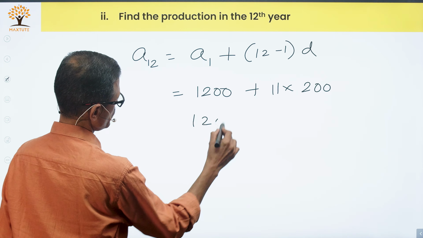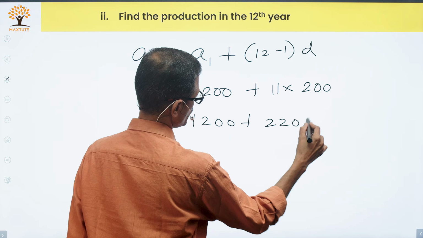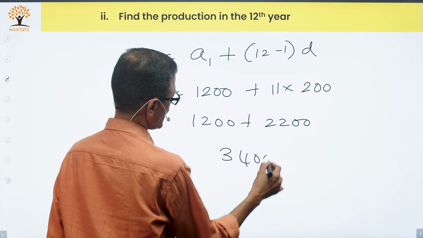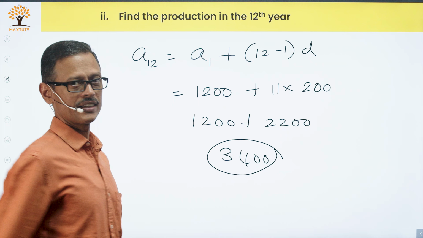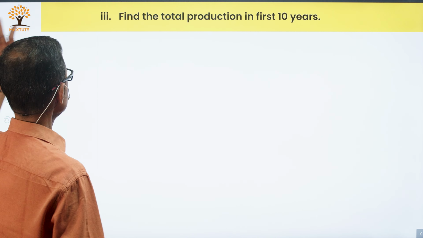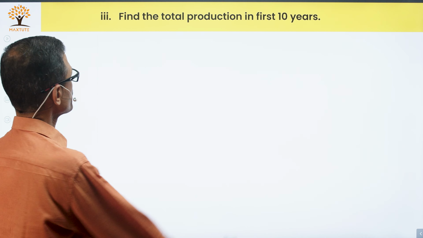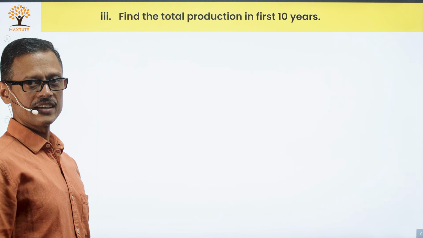So this is 1200 plus 2200. 3400 cars will be manufactured in the 12th year. Move on to part 3. There are 2 parts. Let's do the first one right now. Find the total production in the first 10 years.